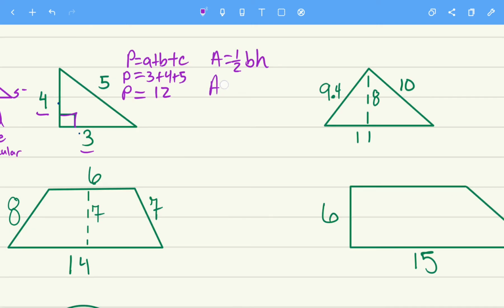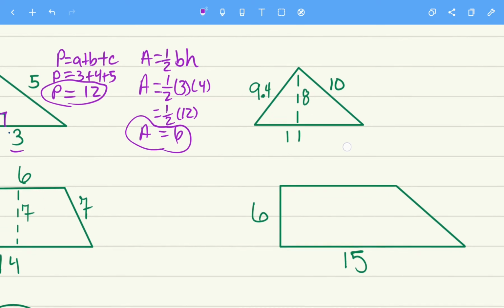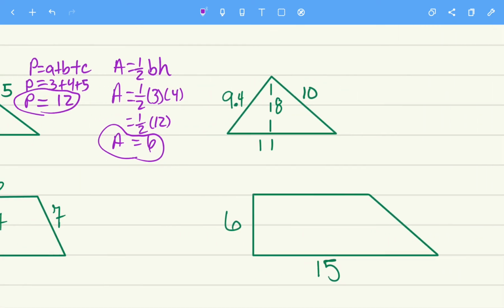So our area is 1/2 base times height, which makes it 1/2 the base, which is 3, and the height, which is 4, which makes this 1/2 of 12, which is 6. So area is 6 and perimeter is 12. Now go ahead, try this triangle. Pause the video if you have to. And here is the perimeter and area of this triangle.